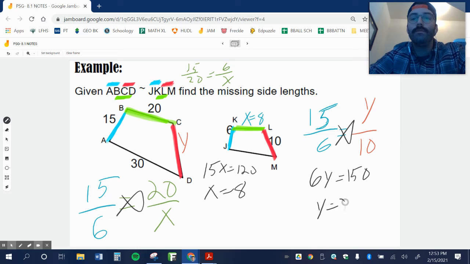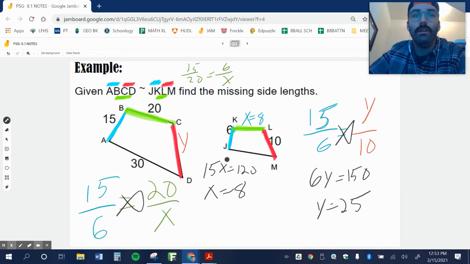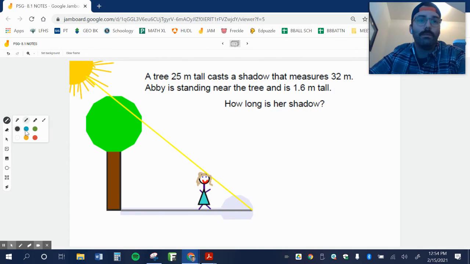So y is 25. Now I can find L or JM, excuse me, but I'm just going to stop there for now. Another way we could have done this is to recognize what the actual ratio was. 15/6 is really, if I reduce those both by 3, 5/2. And I could have just used that to figure out what JM is, or I can figure out what y is using that as well. All right, but that's something we'll talk about later.